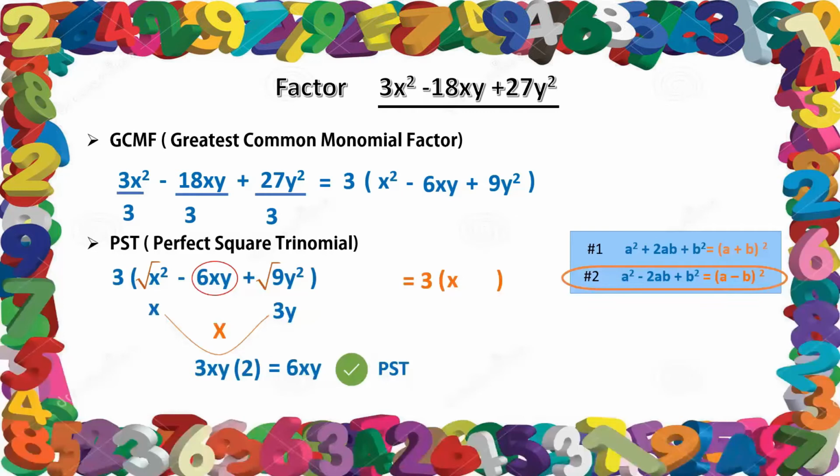Our expression is the same as pattern number 2. Now let's follow. Minus the square root of 9y squared is 3y. And let's square the factor. So that's it. Our final factors are 3 quantity x minus 3y squared. Or we can have 3 quantity x minus 3y times x minus 3y.